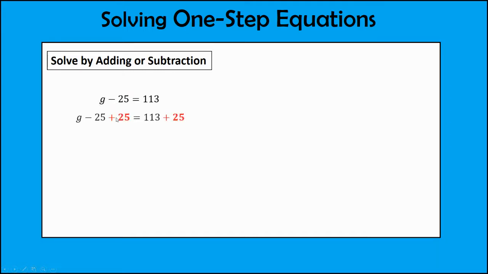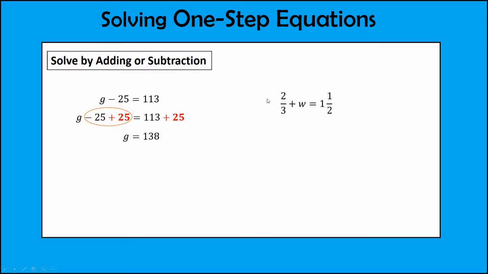So the way we're going to do that is we're going to add the opposite, or excuse me, we're going to add 25 to both sides. Since it was minus 25, we're going to add 25. And whatever we add to the left, we add to the right. That keeps balance. Now, the reason we did that is because negative 25 plus positive 25 is 0. So we want to get a 0 out of this so that we just have G on the left side, and then 113 plus 25 is 138.